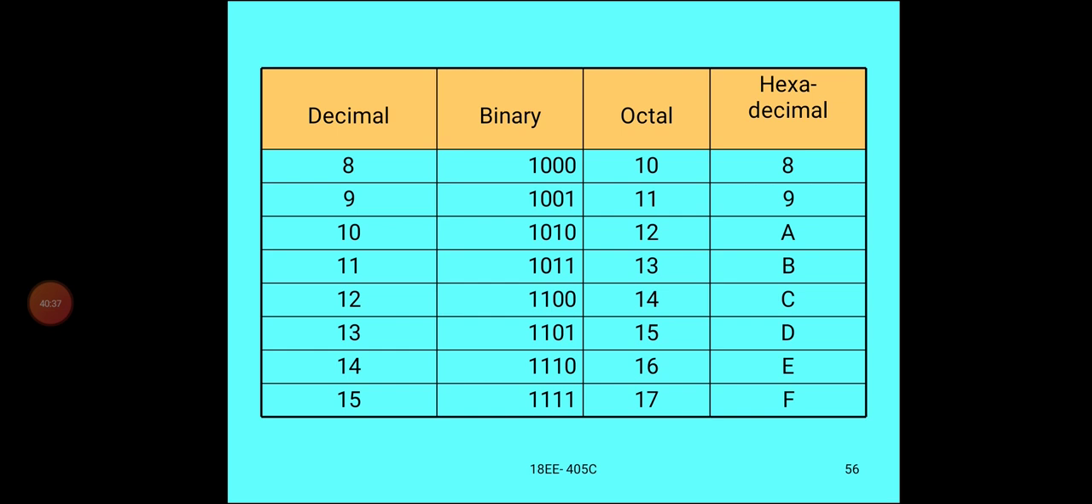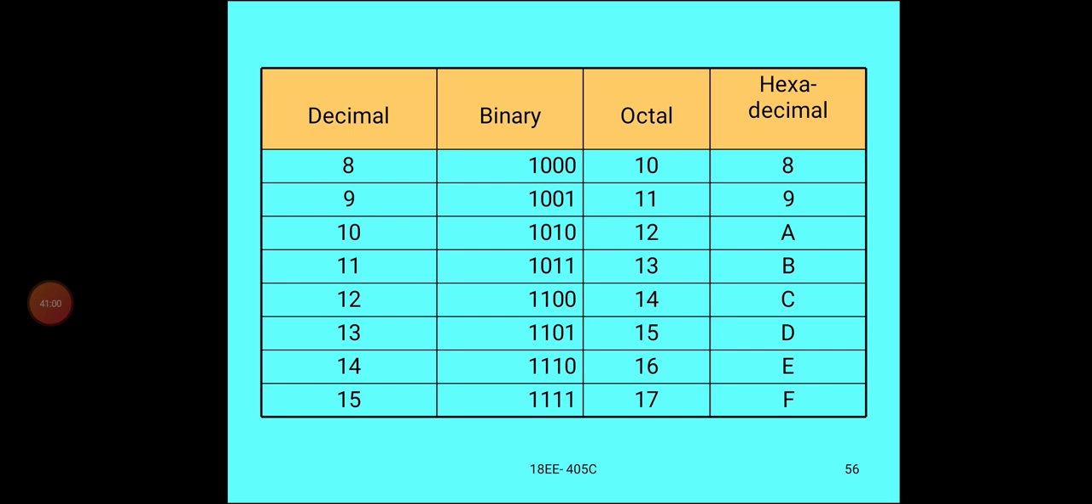8 is 1000, octal 10, hexadecimal 8. 9 is 1001, octal is 11, hexadecimal is 9. 10 means 1010, octal is 12, hexadecimal is A, alphabet A.